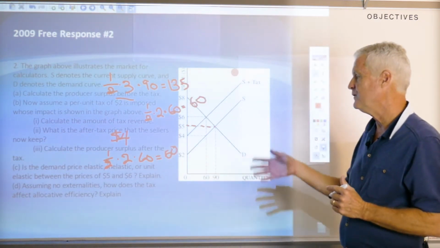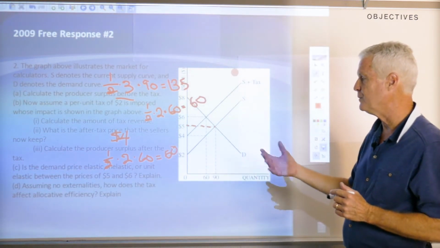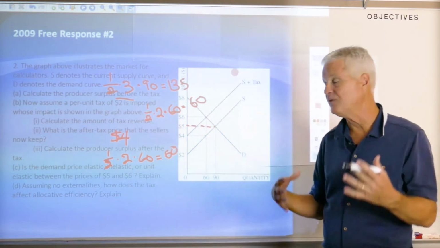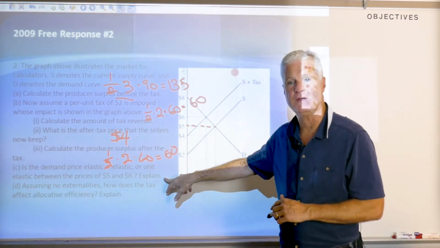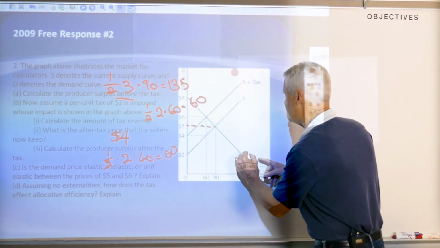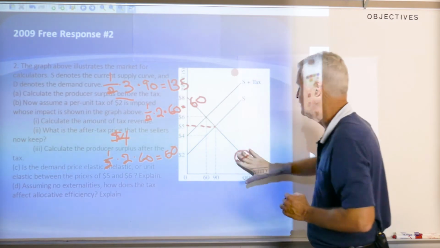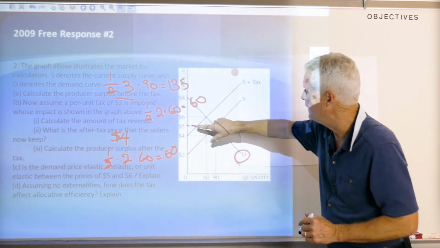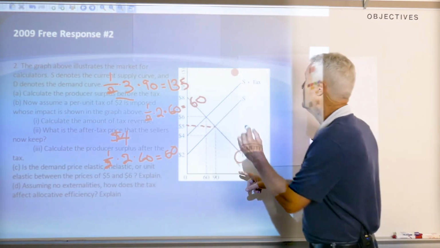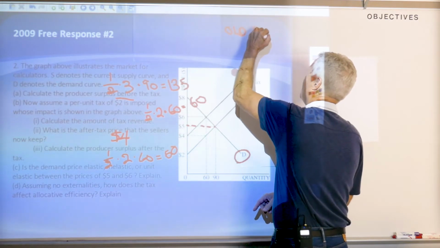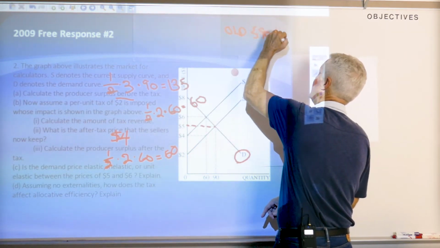Is the demand price elastic, inelastic, or unit elastic between the prices of $5 and $6? Explain. That one's from our last video or so. We're going to use the total revenue test. Okay, so initially, what was our total revenue? When we're just looking at the demand curve here, total revenue was $5 times 90. So old 5 times 90 is 450.